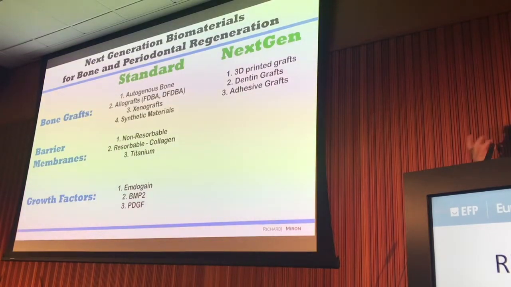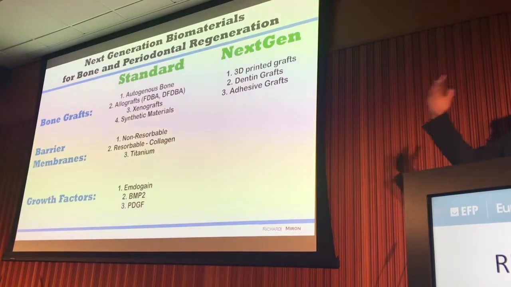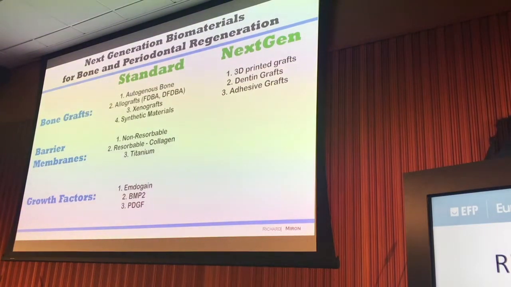Now, when we talk about next generation, the whole concept here is, what are materials that are going to be available in the future to us? And what Quintessence wanted to do was they said, okay, Dr. Myron, since you're young, write the book today. What are the standards? What are the next generation materials? 5 years from now, the hope is to see which one of these next generation materials will be the standard today, and then write an updated book with new next generation materials.